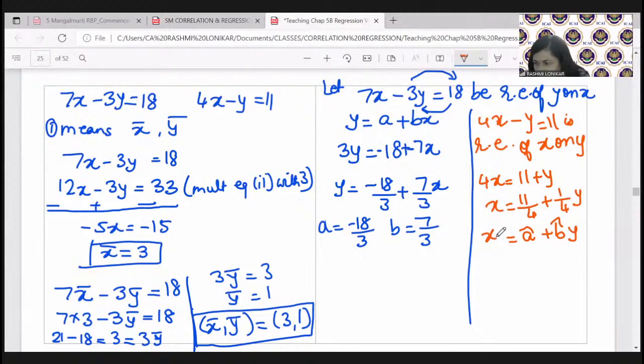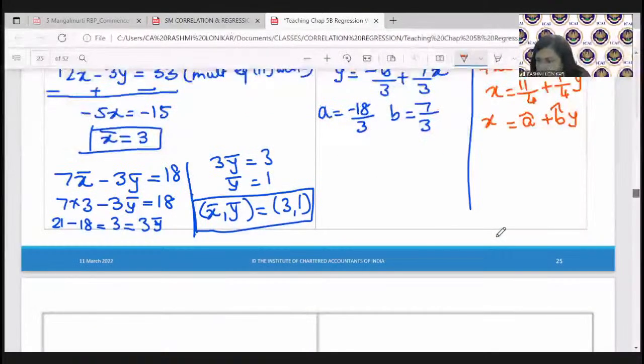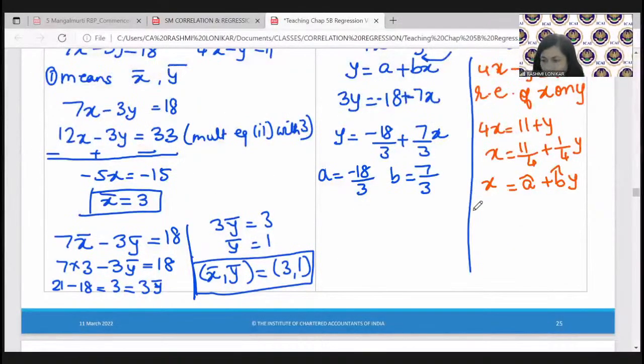Okay. x = a cap + b cap y. So how much is a cap? a cap is equal to 11 upon 4. How much is b cap? It is equal to 1 by 4.